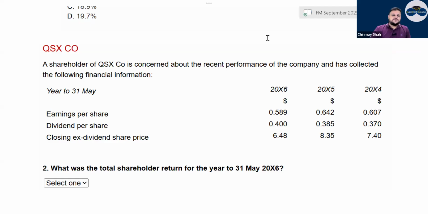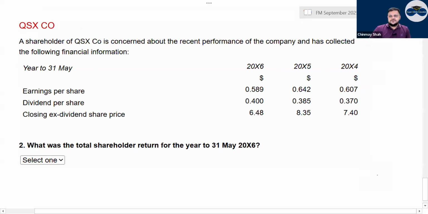As on 31st May, I have to find out for the year to 31st May 2006. So see, in TSR, I understand I need 2 or 3 things. Ek to I need dividend. Tell me how much is dividend that is there for the year end 31st May 2006 or whatever, 2026 or 2016, whatever you want to say. Tell me, dividend is how much? Should I take 0.40, 0.385 or 0.370 as the dividend?